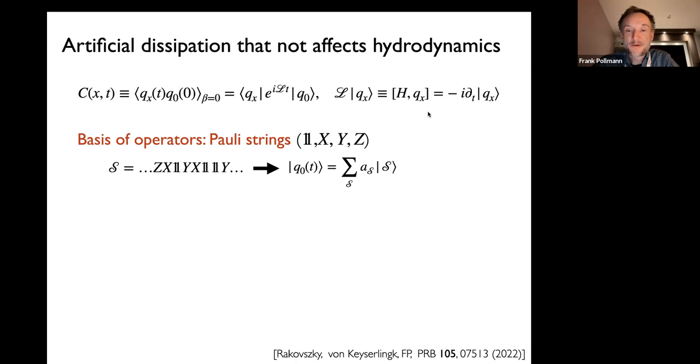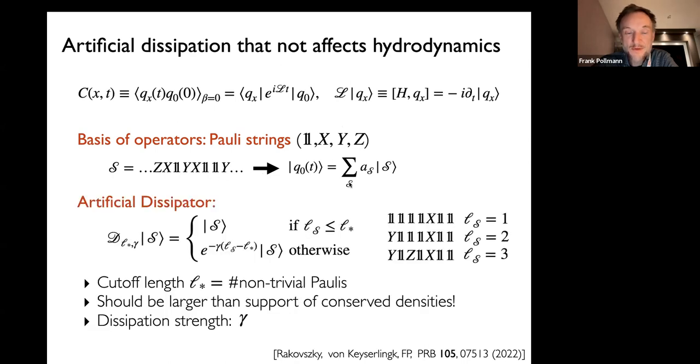In the Heisenberg picture, or in general in operator space, every operator can be expanded in terms of Pauli strings. We are assuming qubit systems with a two-dimensional local Hilbert space, so we have Pauli strings consisting of these 4 operators: the identity, Pauli X, Y, and Z. Now we are introducing the artificial dissipator, and let me take a moment to explain what this dissipator is doing.